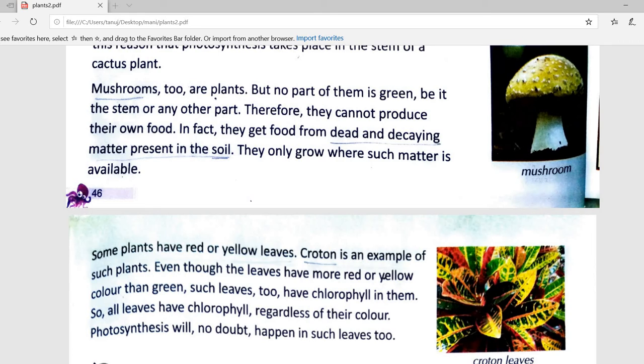So if there is even a little green color in any plant, then in its leaf it prepares food, because chlorophyll is present in that part of the plant, and the photosynthesis process goes on there, and the plant is able to make its food. So the croton plant is the example of this, which has red, green and yellow leaves, and the little bit of green color helps this plant to make food for itself.